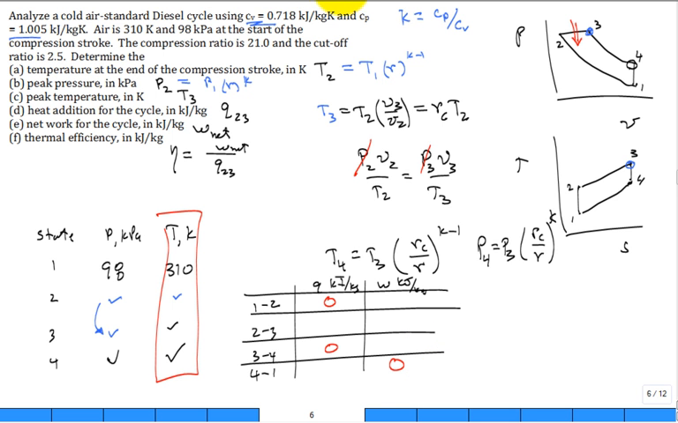Let's just think about the sign. This first work, the work 1 to 2, is going to be positive or negative? Negative, exactly. How about the heat transfer 2 to 3? Positive. Good. How about the work 2 to 3? Positive. How about the work 3 to 4? Positive, right? And then the last one, the Q 4 to 1? Negative.